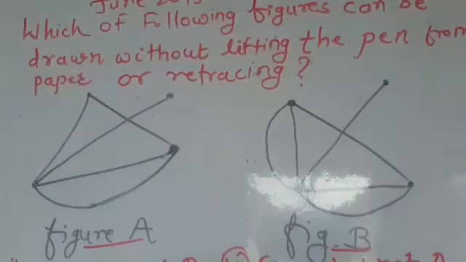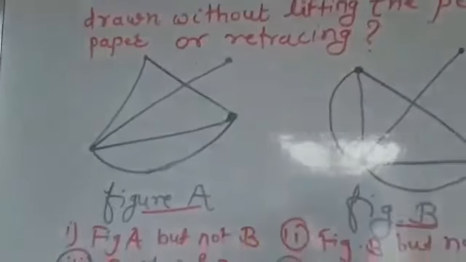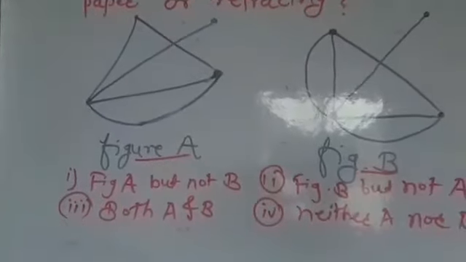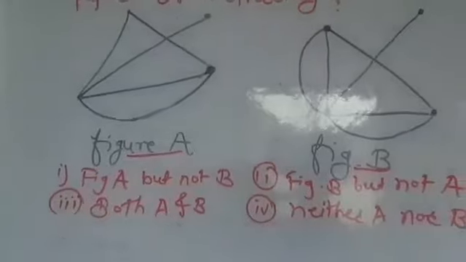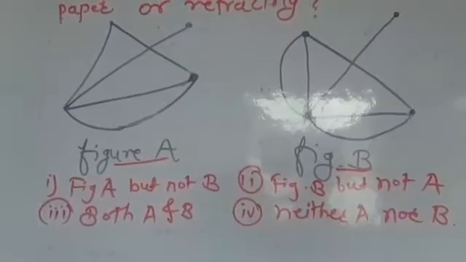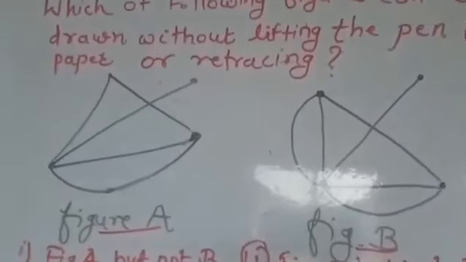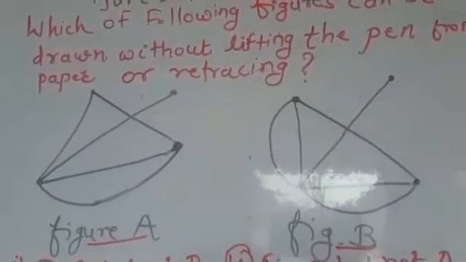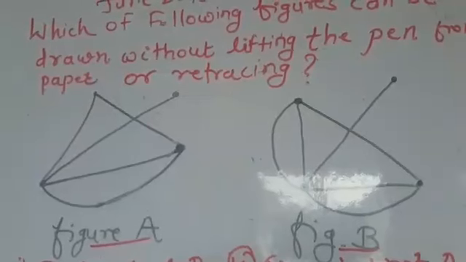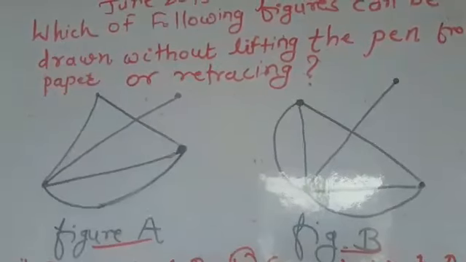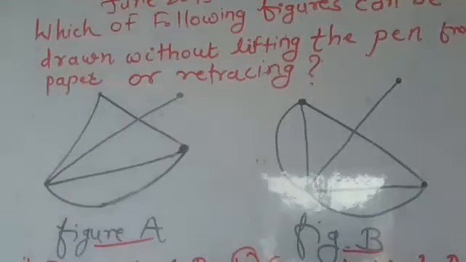Now the options are: figure A but not figure B? Figure B but not A? Both figures can be drawn without retracing? Or neither figure A nor figure B can be drawn without retracing? Now, giving the solution for this problem, we first solve this from the mathematical, that is graph theoretical, view.